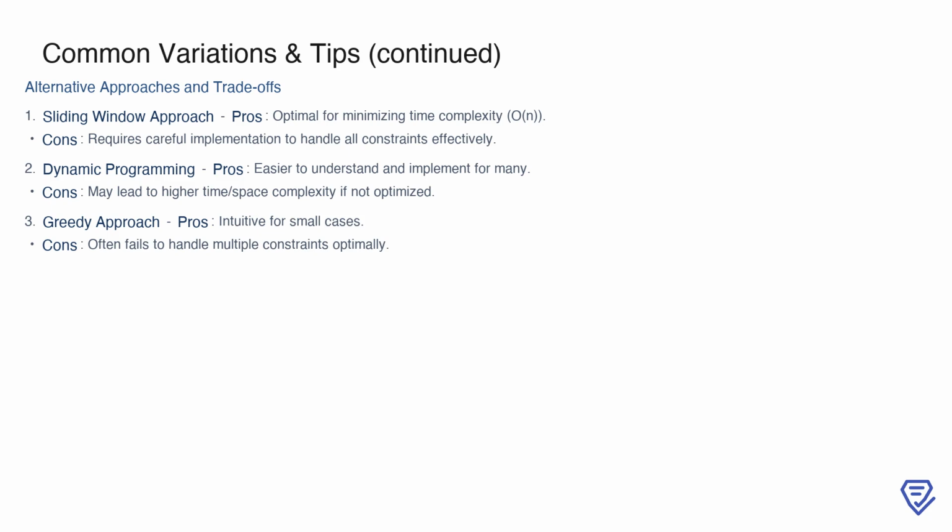Another option is the greedy approach, which can be intuitive for smaller cases. Unfortunately, this method often fails to handle multiple constraints effectively, making it less reliable for comprehensive solutions. When choosing an approach, it's essential to weigh these pros and cons based on the problem's specific requirements and constraints.